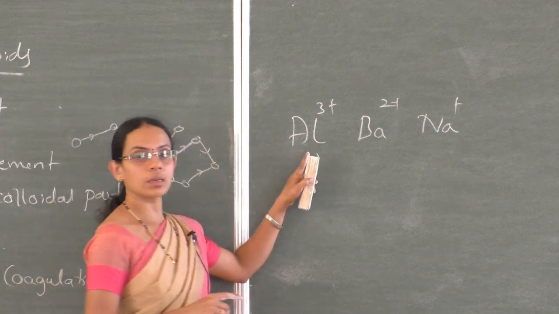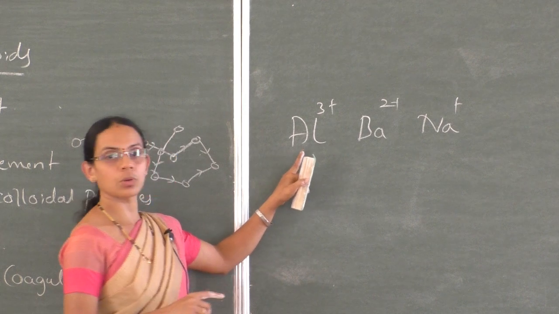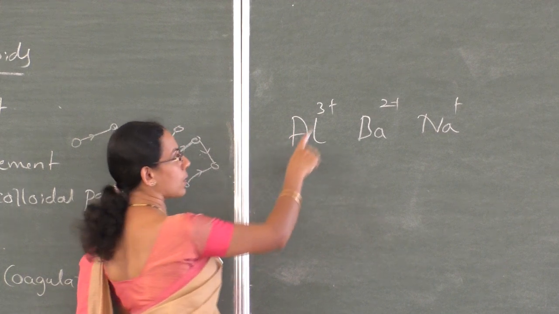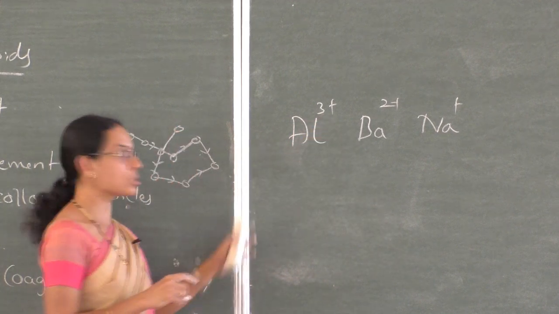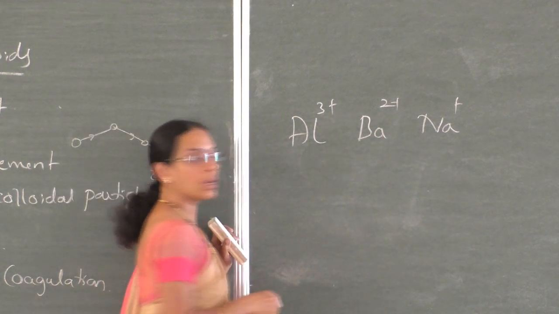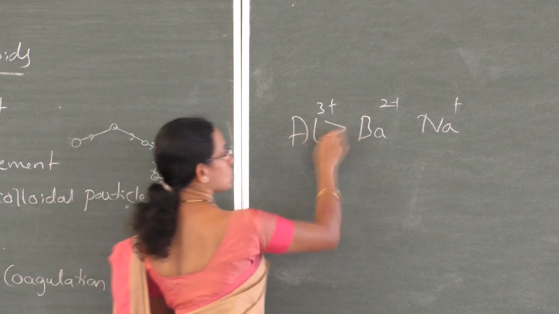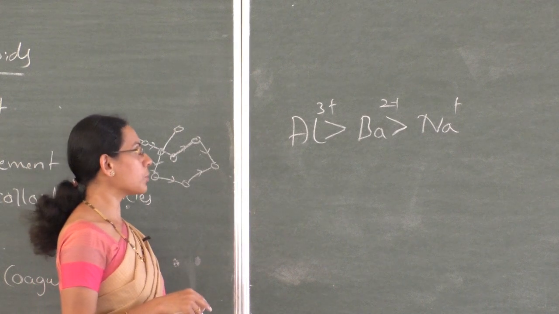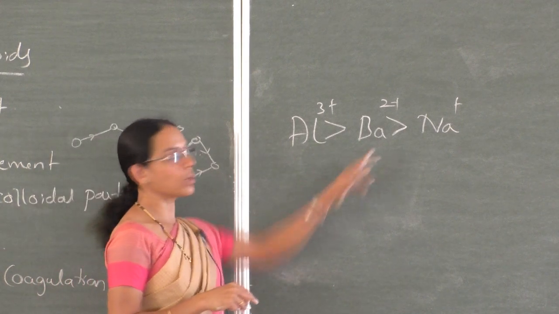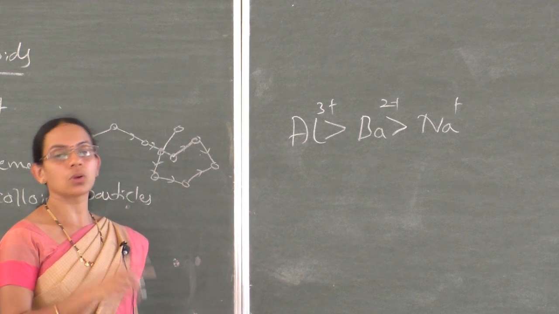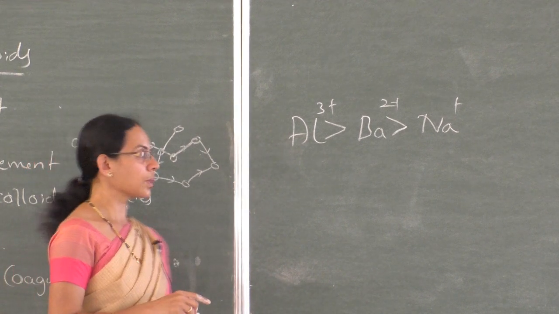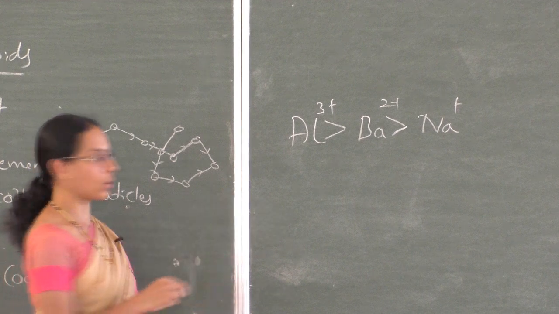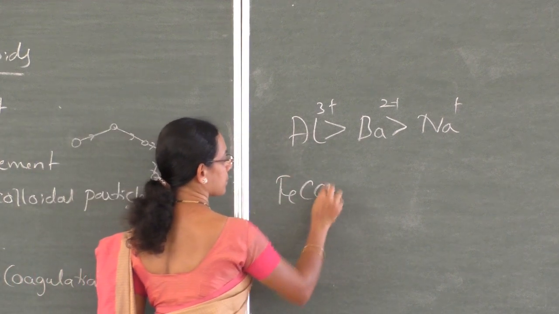To coagulate a given volume of negatively charged sol, we require a small amount of Al3+, because its valency is 3+ and its coagulating power is more than that of Ba2+ or Na+. Its valency is less for the others. So this is the coagulating power order of Al3+, Ba2+ and Na+. So less amount of Al3+ is required, whereas more amount of Na+ is required to coagulate a negatively charged sol. And if you want to coagulate a positively charged sol by adding a negative ion, we can write the order like this.